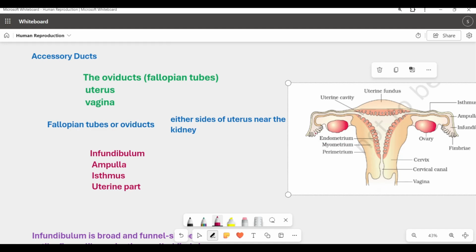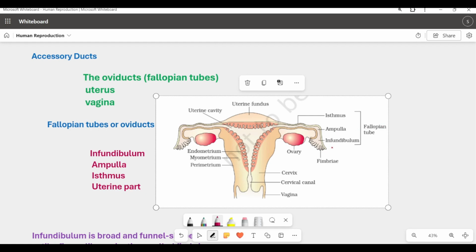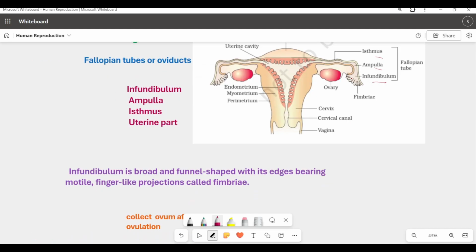If you look at the fallopian tubes or oviducts, we can categorize them into infundibulum, ampulla, isthmus, and the uterine part. The infundibulum region is a broad funnel shaped region, and look at the edges of this infundibulum. They have finger like projections called fimbriae, and the fimbriae help in collecting the ova when they are released from the ovary. Once the fimbriae collect the ovum, it is passed on to the next region.